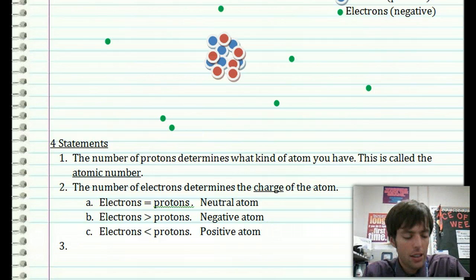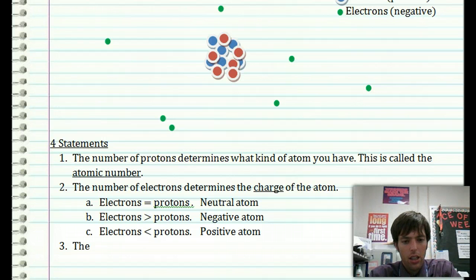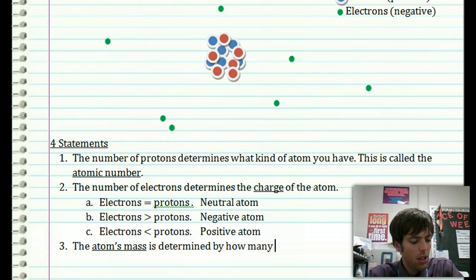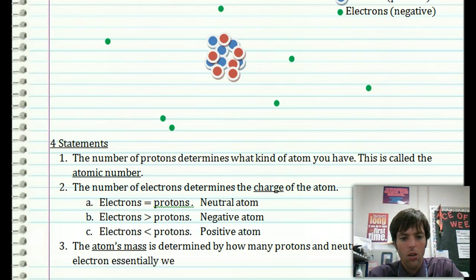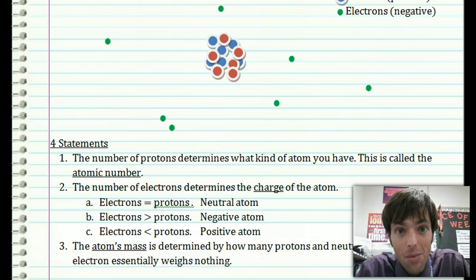All right, let's go to the next statement. The atom's mass is determined by how many protons and neutrons, because the electron essentially weighs nothing because it's 200 times smaller. So that's why if you can draw an atom, just count what's in its nucleus, that's its mass.